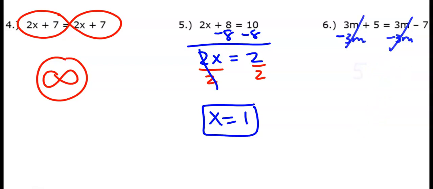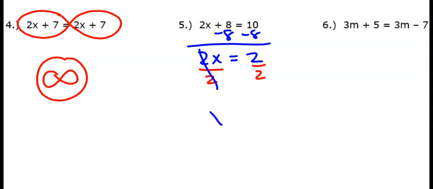Sometimes students don't subtract the variable on both sides, and they choose to move the constants, something like this.